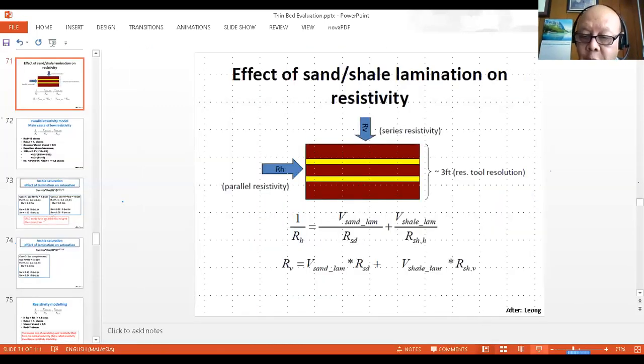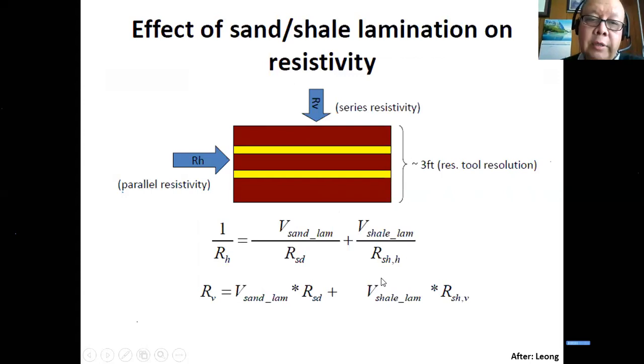So if you look at this equation here, this is how it is presented, right? RH is measured in the horizontal direction. So your current is being induced. Normally RH, we are talking here about induction resistivity. So when you are talking about induction resistivity, you have a current loop flowing inside the formation and it's being affected by the overlying and underlying beds, which are conductive beds, right? So RH, now this is the parallel equation.